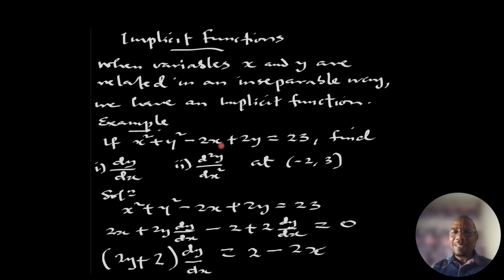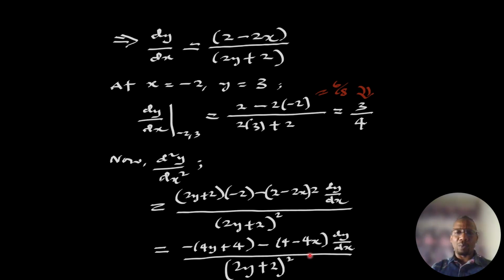Then minus 2x. Differentiating 2x gives us 2, because that is in terms of x. Then the other one is 2y. Because there is also a y, it is 2 dy/dx. From there, we bring the common terms together. We have (2y plus 2) dy/dx equals 2 minus 2x. That gives us this particular solution here. And then at minus 2 and 3, it gives us this value.